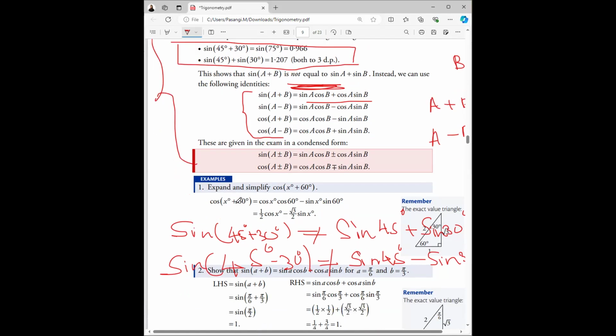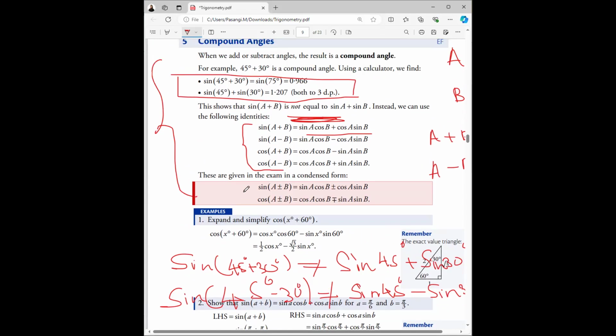Is it clear up to this point? So now if I do an example, we can write in short like this, with plus or minus.